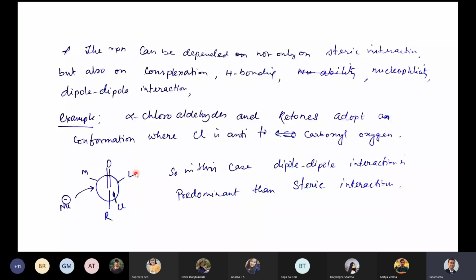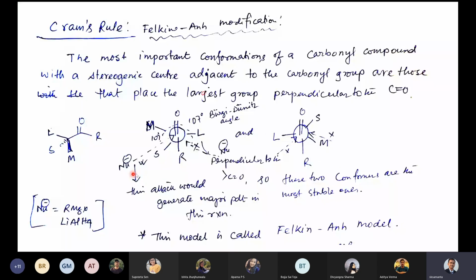Okay. Now that you have understood Cram's rule, there are another two scientists, Felkin and Anh. According to their rule, the most important conformations of a carbonyl compound with a stereogenic center adjacent to the carbonyl group are those that place the largest group perpendicular to the CO. In case of Cram's rule, it was anti to carbonyl C double bond O, but Felkin-Anh's modification says the largest group will be perpendicular to the CO.